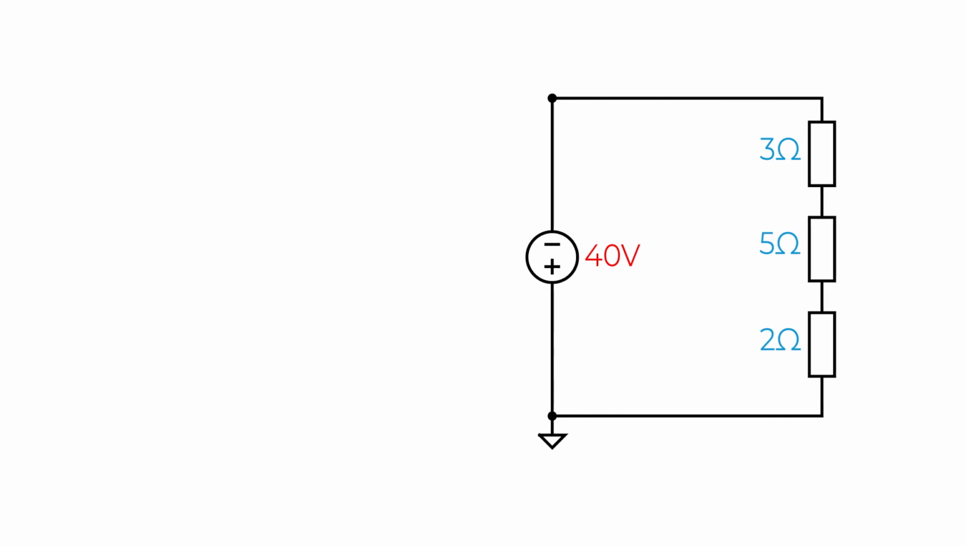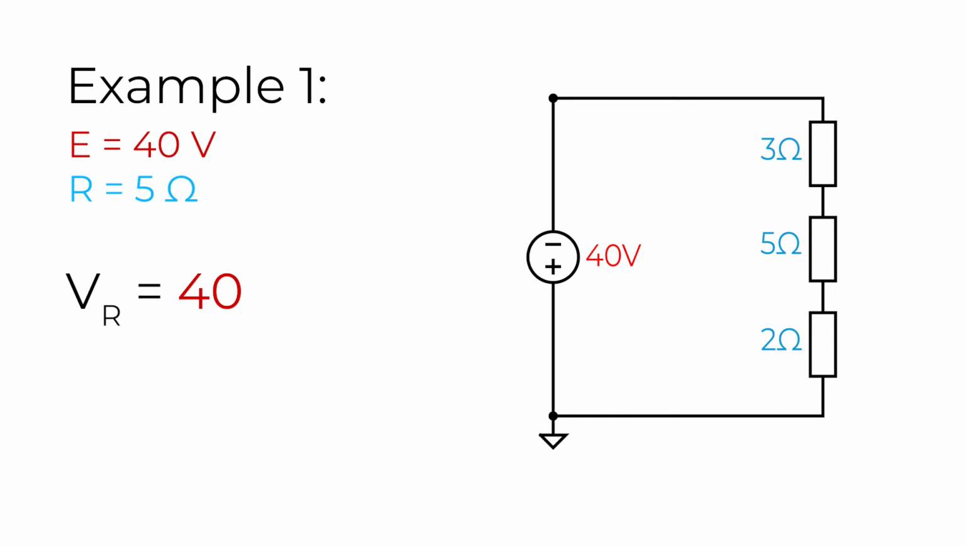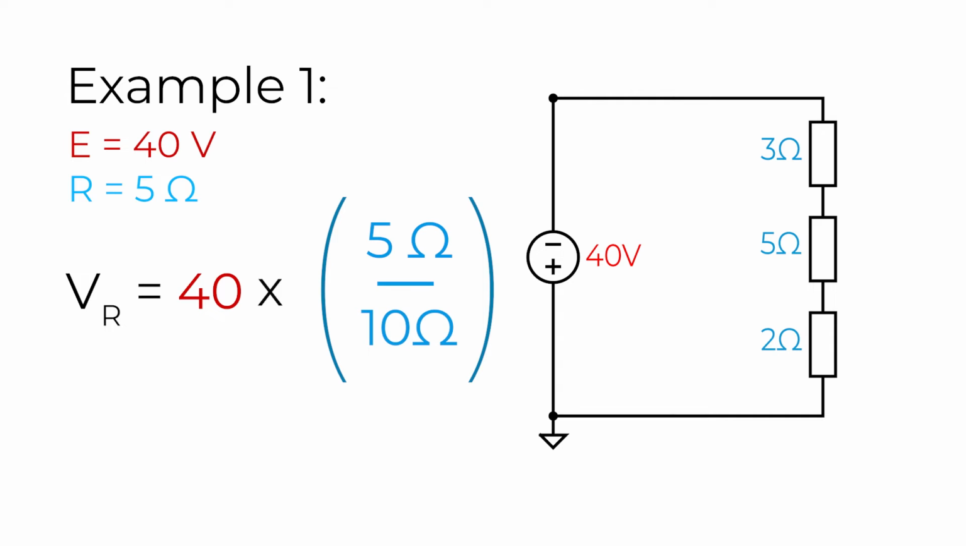Take the 5 ohm resistor for example. By multiplying the 40 volt source voltage by the 5 ohms of resistance over the total of the 3 resistances, in this case 10 ohms, we can find the potential difference across the 5 ohm resistor. In this case, it's 20 volts.